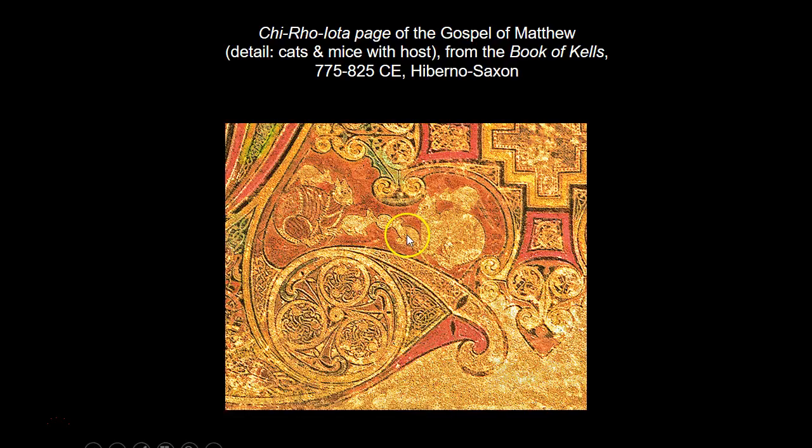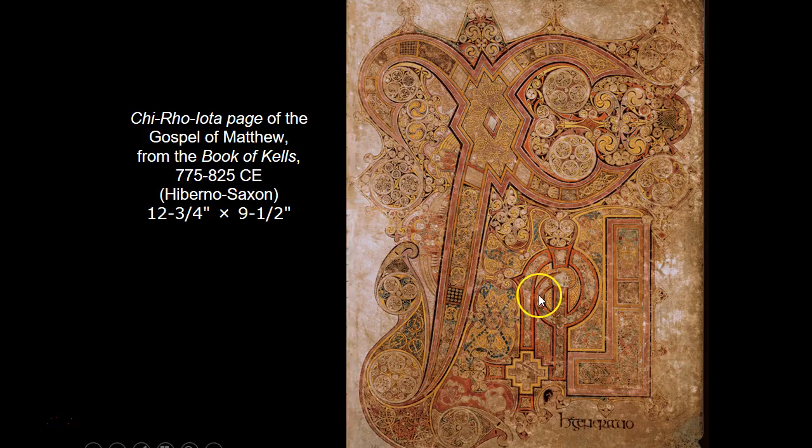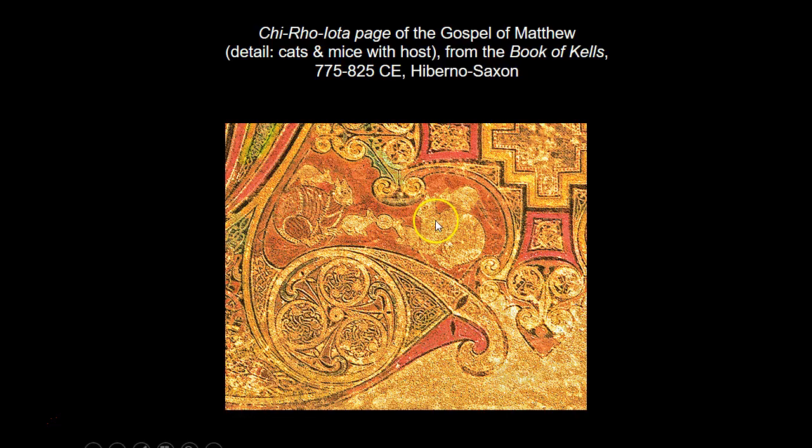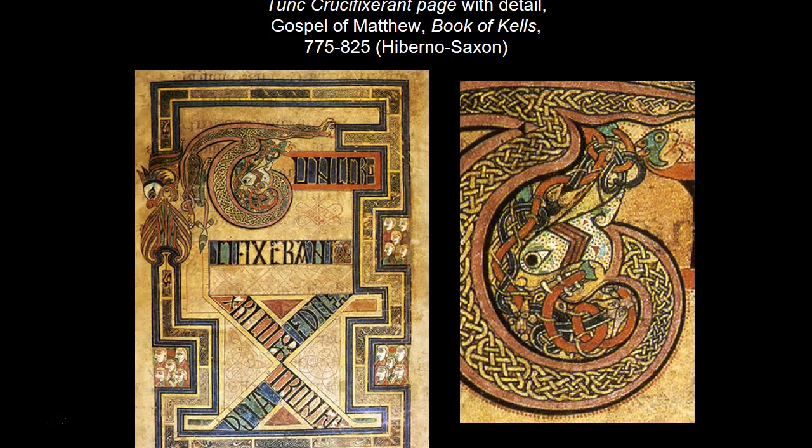And we even have some images. We have a human's head terminating the R in that one. And then we have images of cats and mice and rats that look like they're fighting over a wafer used for the Eucharist. It's a few more pages from the Book of Kells.